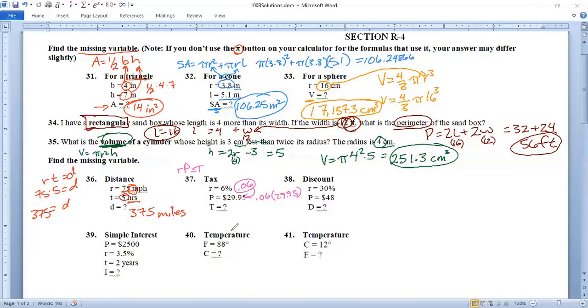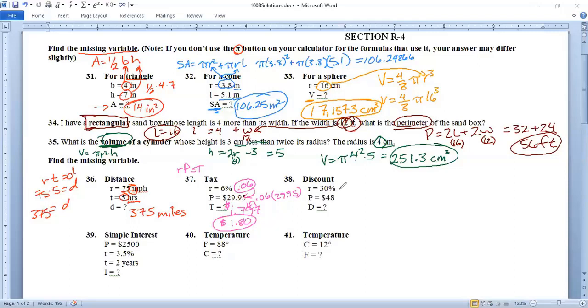I'll punch that in my calculator now, 29.95. And we get 1.797. Now, if we're talking dollars and cents, then really we've got to round this to the nearest penny, which would be $1.80. There we go.